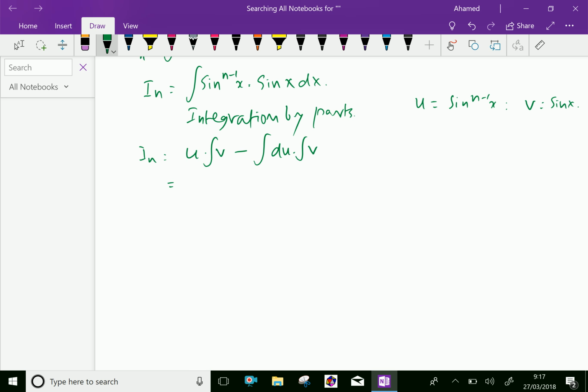Here, the first function is sin^(n-1) x into integral of second, meaning integral of sin x, which is minus cos x, minus integral of differential of first. The differential of sin^(n-1) x is (n-1) into sin^(n-2) x, because we have to reduce the power by 1, into, by chain rule, sin x differentiation is cos x, into integral of second, sin x integration is minus cos x dx.